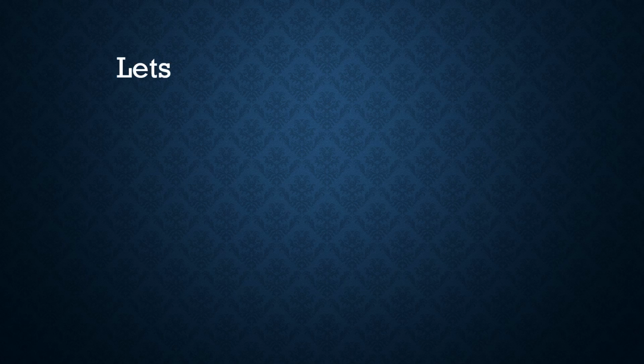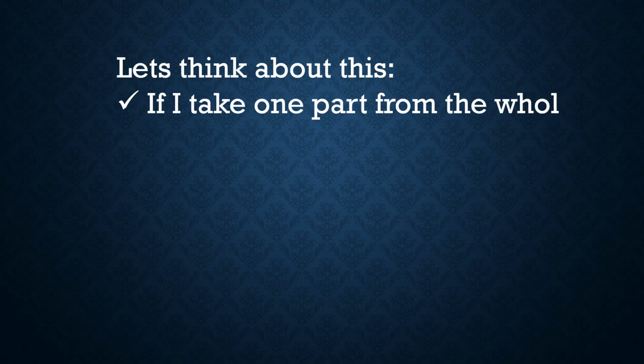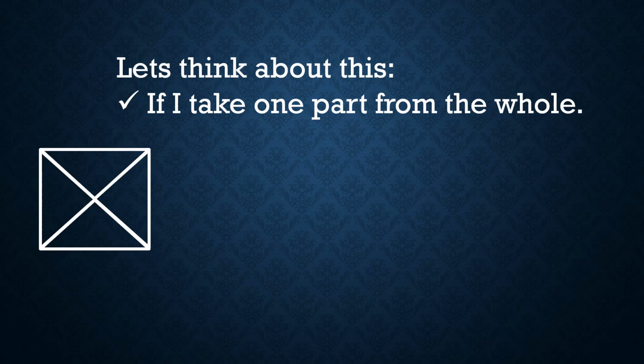Now, let us think about this. If I take one part from the whole, what am I going to get? Let's take a look. Suppose that I have that square and I'm going to take one part away from the square. As you see, this part is taken away from 4 parts of the square.